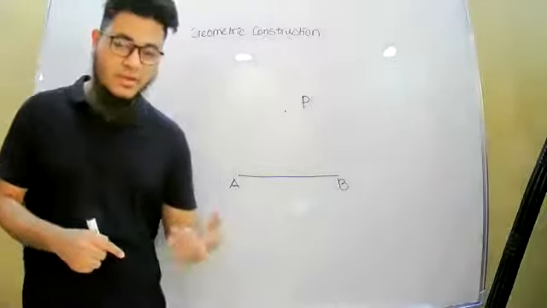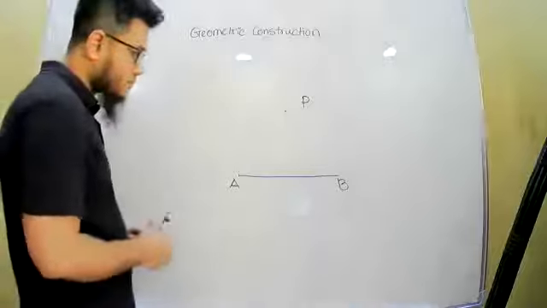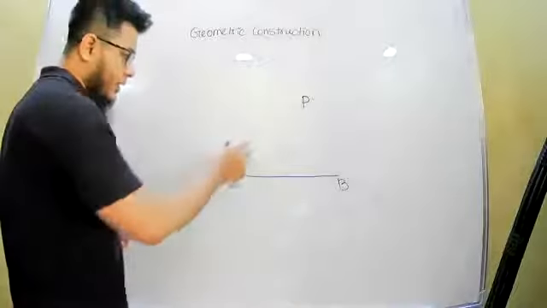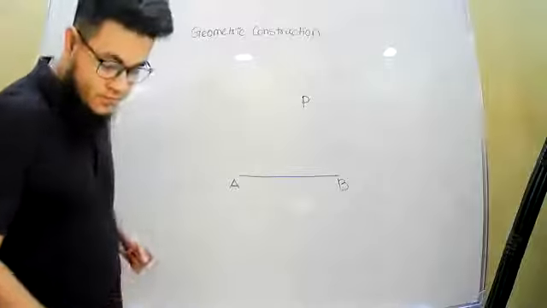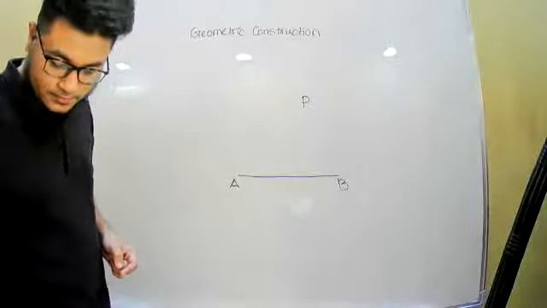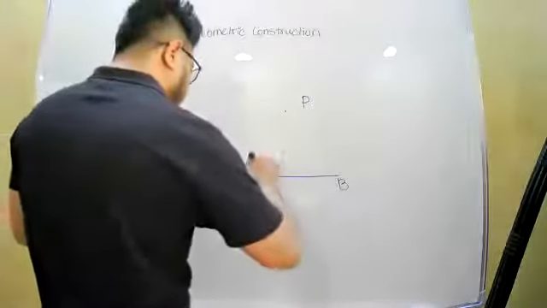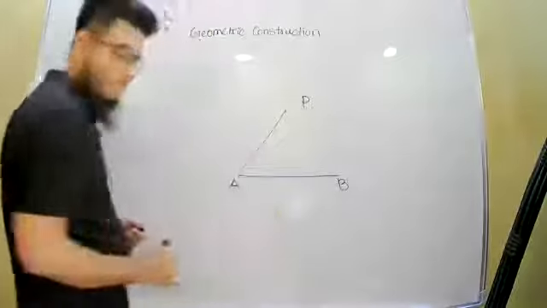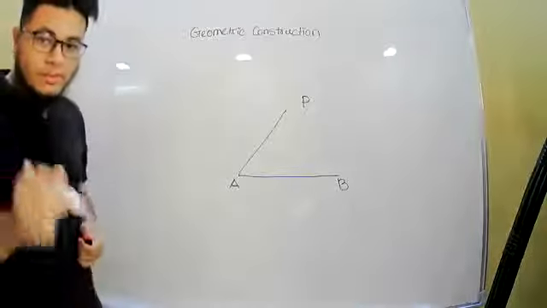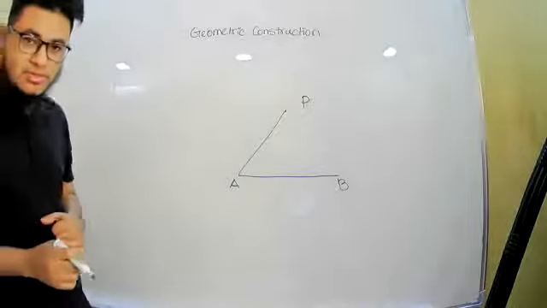Now the steps. At first what you need to do, you have to join A and P. So join A comma P. Then again you have to draw the perpendicular bisector of AP. So you know how to draw the perpendicular bisector.